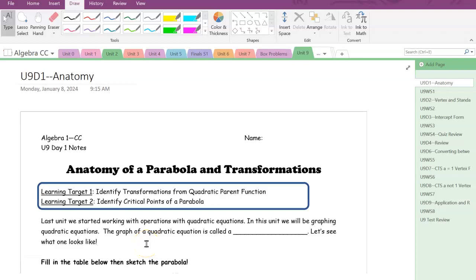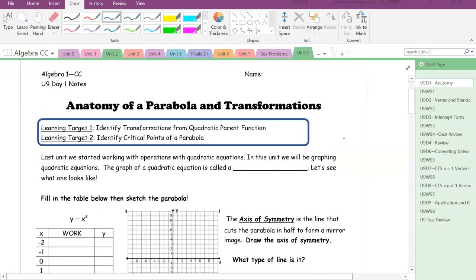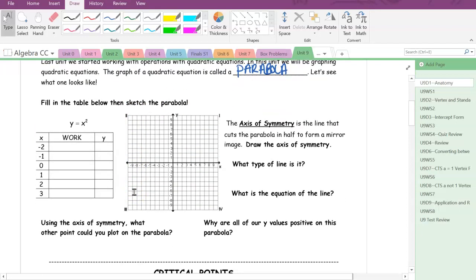Hello, Algebra 1. Today we are starting our new unit, which is all about graphing quadratic equations. Quadratics are something we worked with in our last unit with factoring, and today we are really going to start graphing these and seeing what they look like. The graph of a quadratic equation is called a parabola. And we are going to fill in this table to see what a parabola looks like.